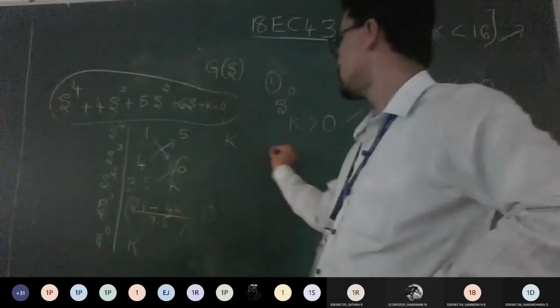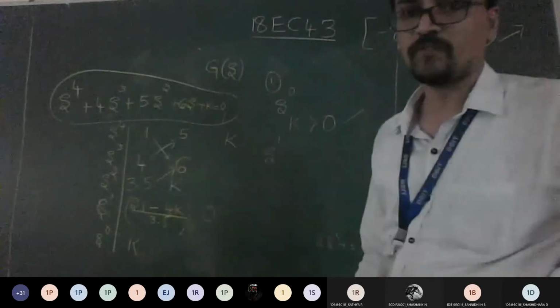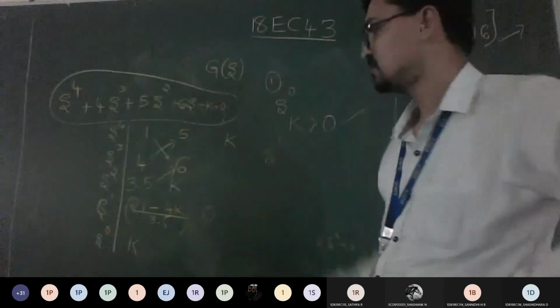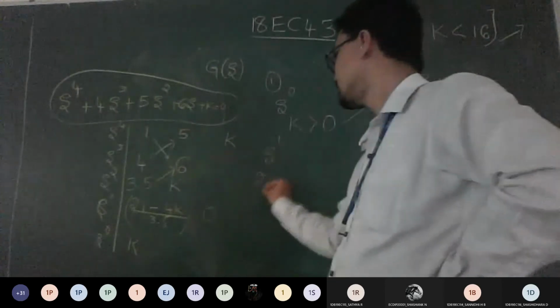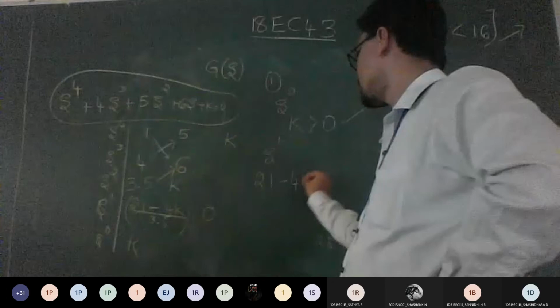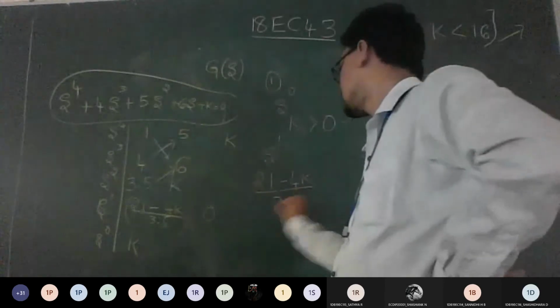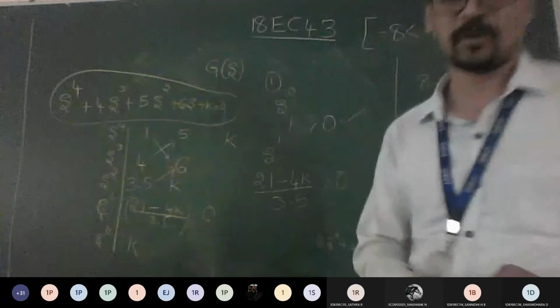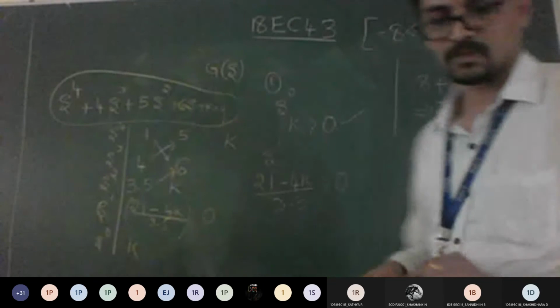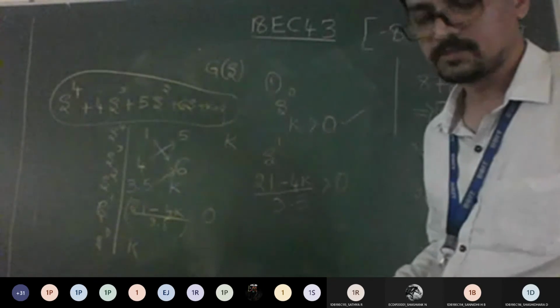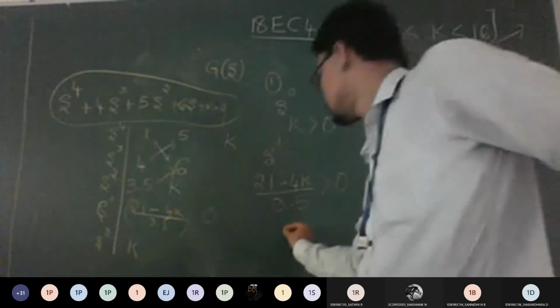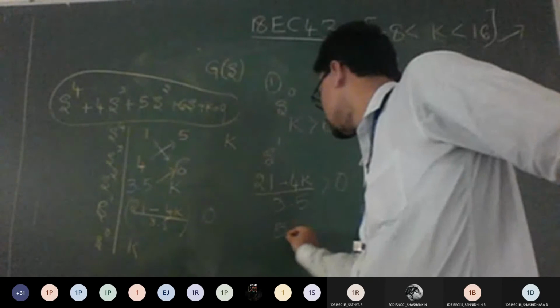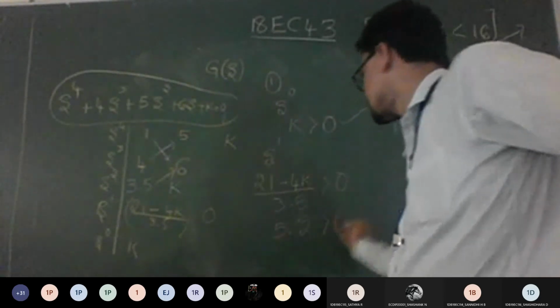Similarly, with respect to s power 1, the coefficient with respect to s power 1. What is the thing you have? 21 minus 4k divided by 3.5 greater than 0. What's the answer? 5.25. So 5.25 greater than 0.